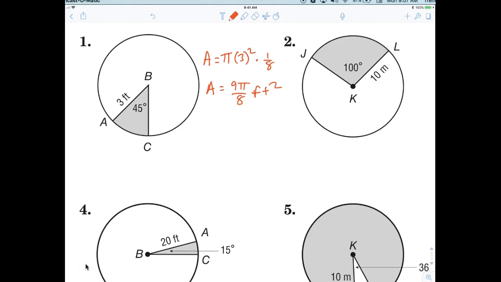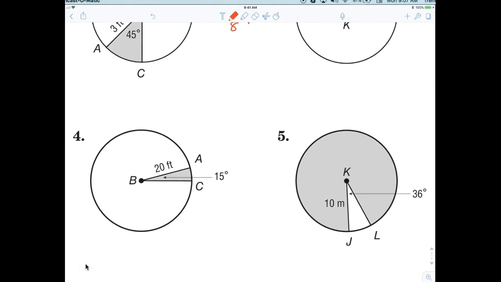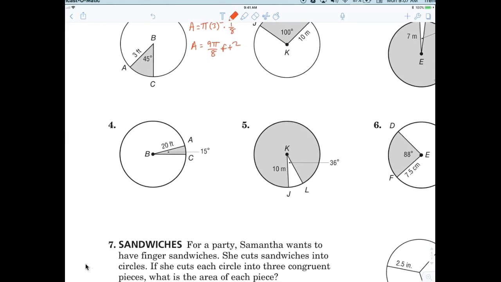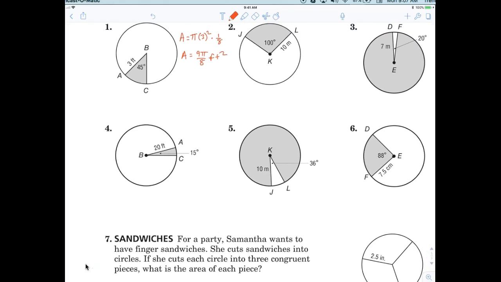Now, just practicing some mental math, guys, because some of you need practice. All right, please pay attention. I want you to tell me what fraction of the circle is 15 degrees? 1/6.